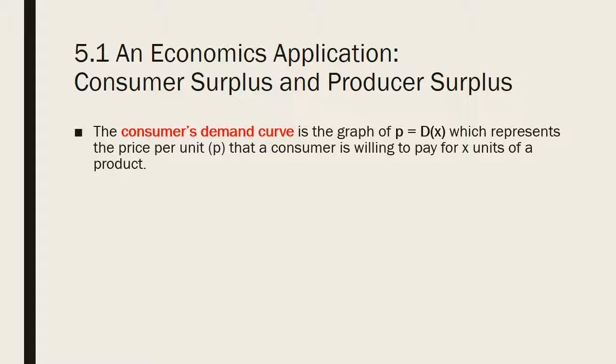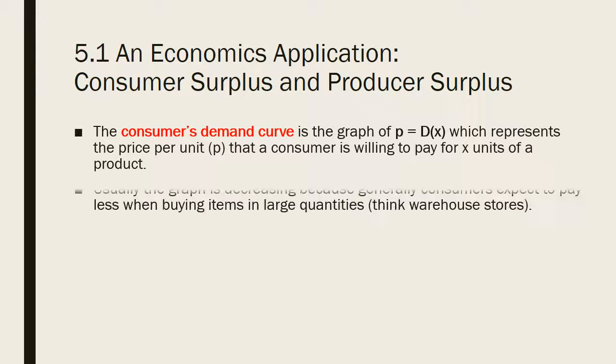First, we're going to talk about the consumer demand curve. It's the graph of P equals D of X. It represents the price per unit, that's P, that a customer is willing to pay for X units of a product. So what you're going to put into it for X is how many units you're going to buy, how many pencils or how many computers, and the result, P, is what you're willing to pay per unit to get that many units of the product.